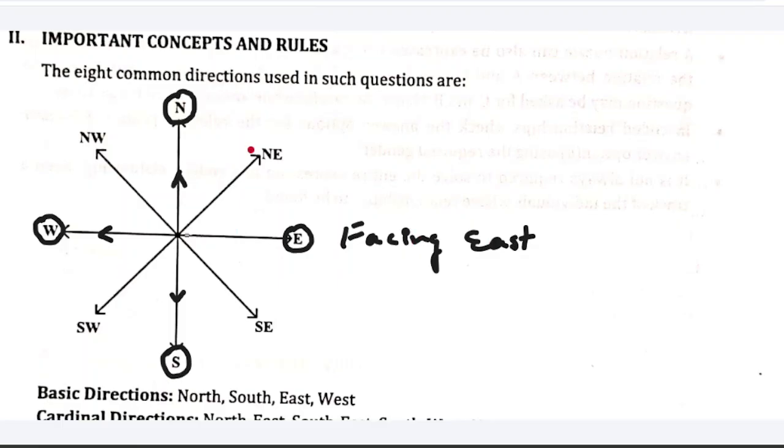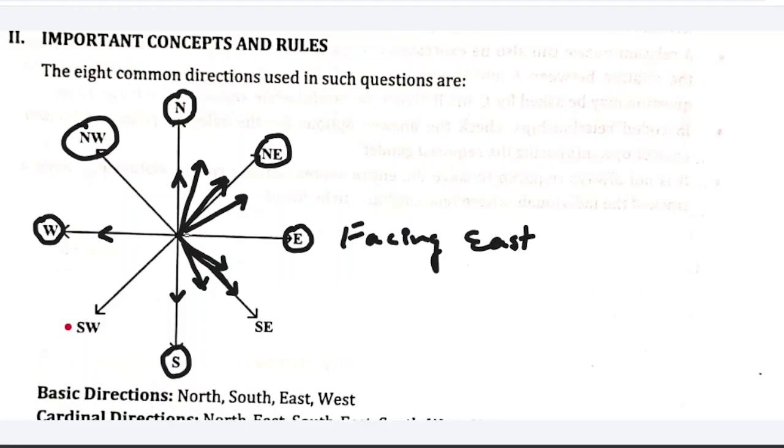Now, the direction between north and east is called northeast. So anything which is going here, that all is northeast. You guys can make it side by side. The direction between south and east is southeast. It can go anywhere. Between north and west, it is northwest. In the same way, between south and west, it is southwest. Basically, there are four basic directions, but we can convert them into eight.